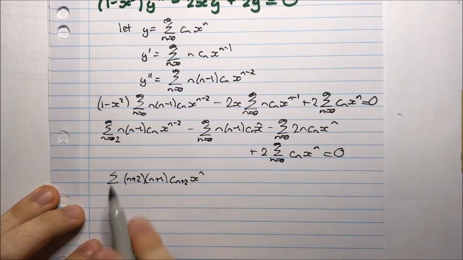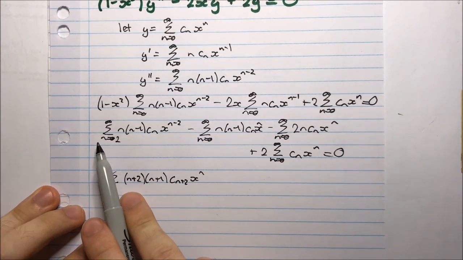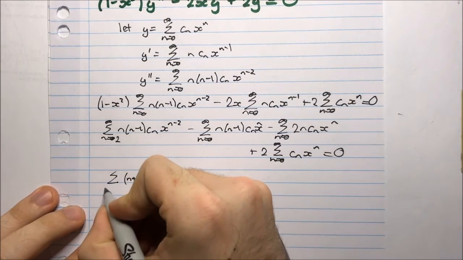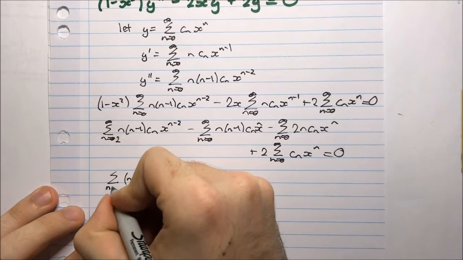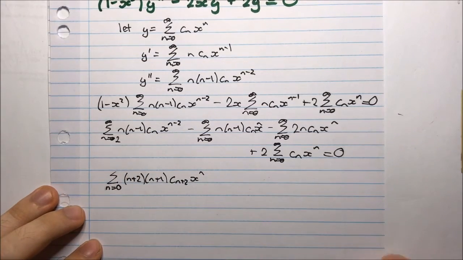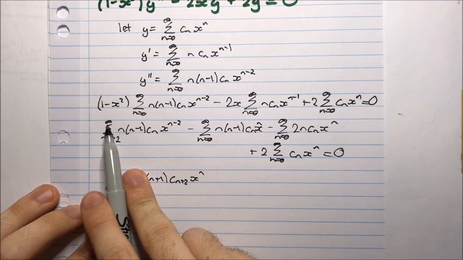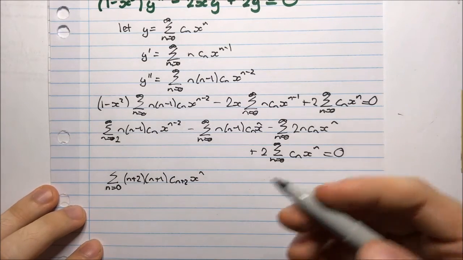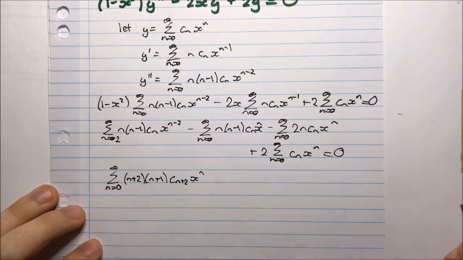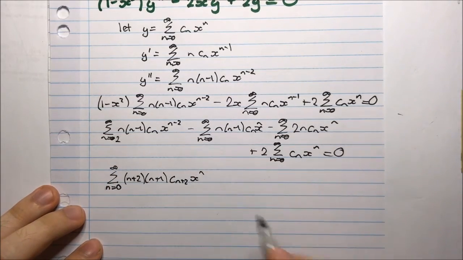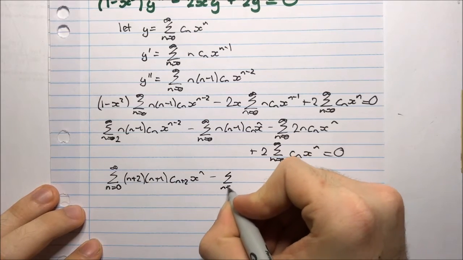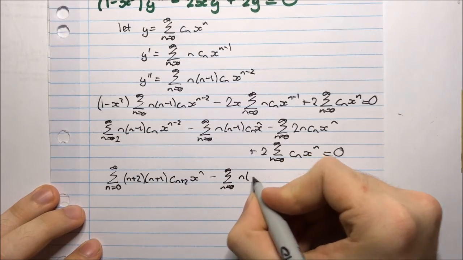Now for my limits, this is n equals 2, but after I make my substitution, it's going to be n plus 2 equals 2, which is equivalent to saying n equals 0. So now I'm starting at n equals 0. And if n is equal to infinity, then n plus 2 equals infinity, and so it's the same thing. I'm going to infinity. Okay, and these all remain the same, n equal to 0, and n minus 1.